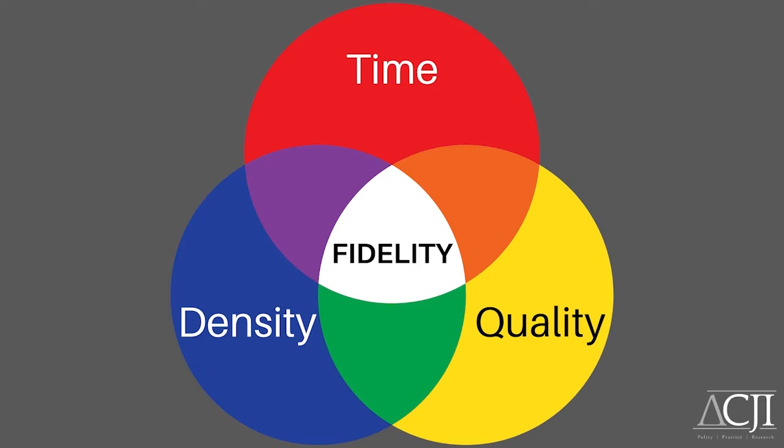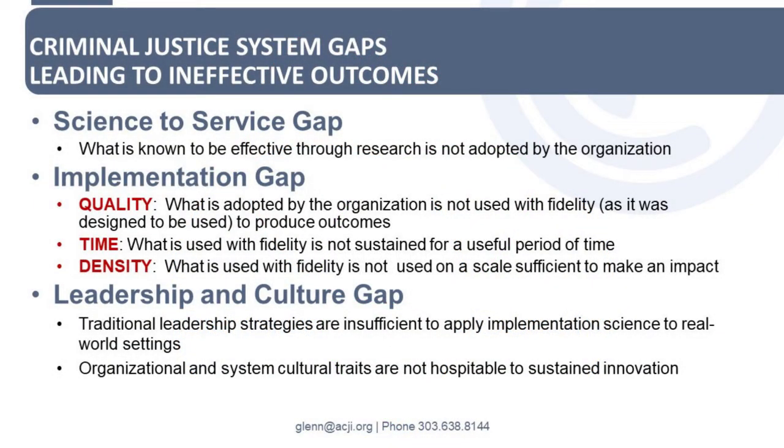From an implementation perspective, if we're not doing the evidence-based practice with the right quality and for long enough time and with the right density or in the right scale, then we can't expect good outcomes to happen. If one of those is insufficient, or just two of those three is insufficient, you have to have all three from an implementation perspective to be able to expect organizational change to happen. So when we look at implementation level fidelity, we're looking for those three things: quality, time, and density, and all three have to coexist. The bigger gap, and maybe the invisible one, is the leadership and culture gap.